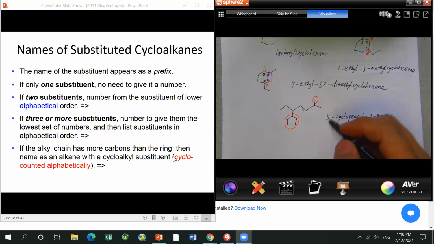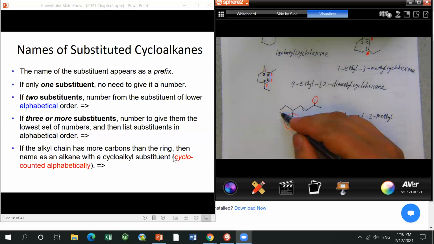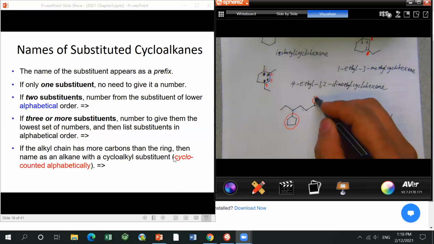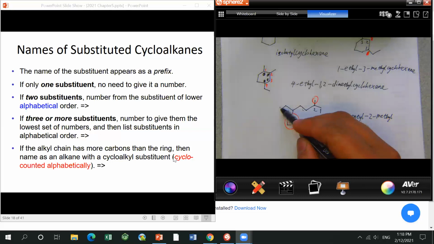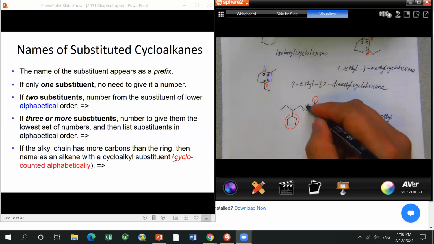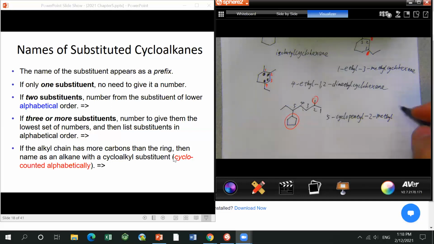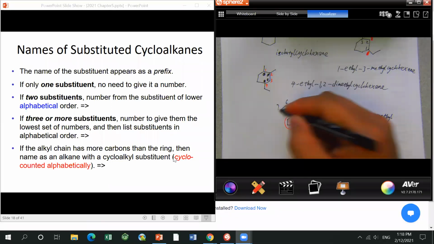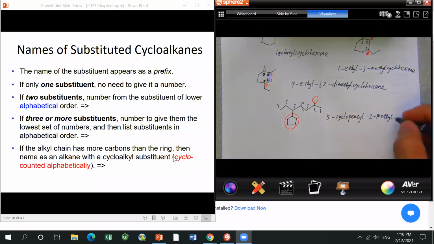When we number this carbon chain, we try to give the first substituent group the lowest number possible. If we go from right to left, the first substituent is on the second carbon. If we go left to right, the first substituent is on the third carbon. So that's why I number it this way: 1, 2, 3, 4, 5, 6, 7. That should be heptane, the 7-carbon chain.